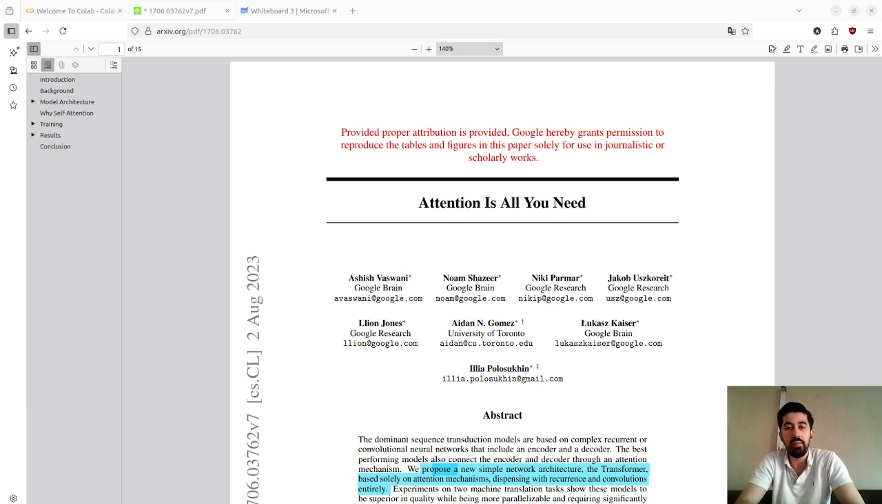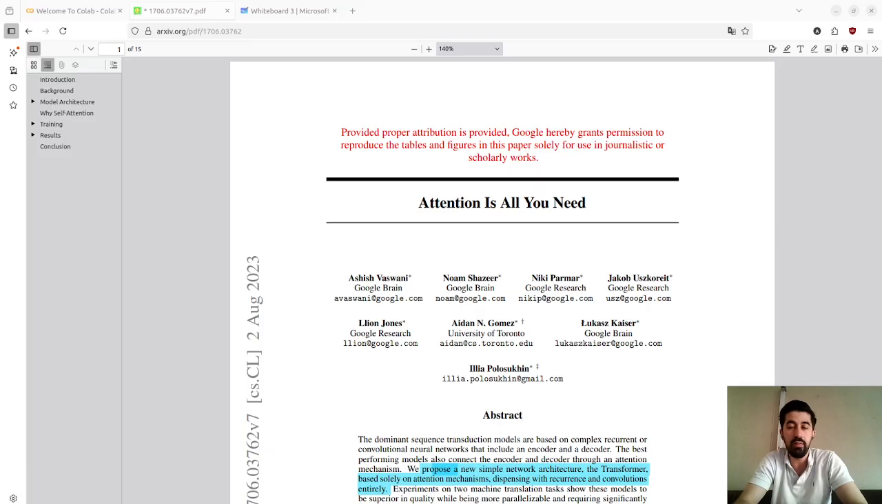Hello guys, in today's video we're gonna be talking about one of the most important, if not the most important machine learning paper in the last century. Attention is all you need. So this paper really revolutionized AI.